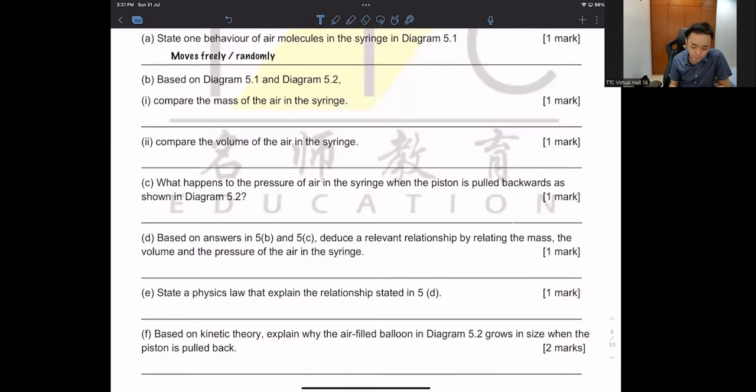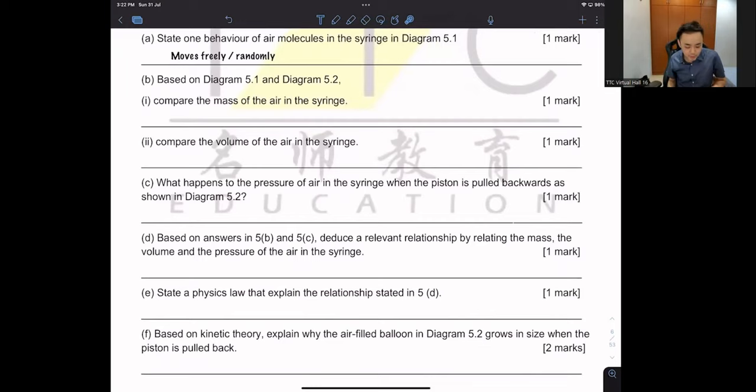Next one, based on 5.1, 5.2. Every time in your Paper 2 there are these two particular questions, worth 3 marks. You're going to see them asking you to compare. Compare is the easiest question you can get, because you don't use your brain much. Use your eyeballs only: look at the question and then answer. Every time, in Paper 2, questions 5 and 6 are normally where they ask you to compare.